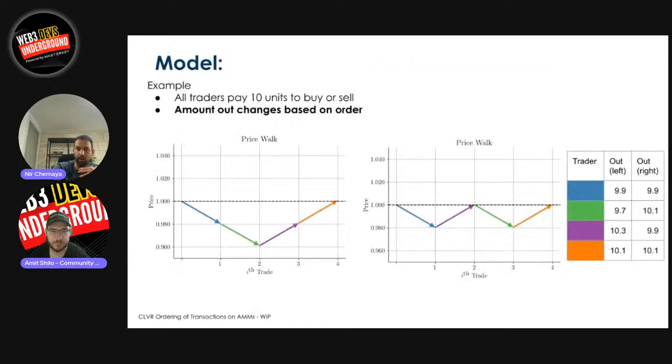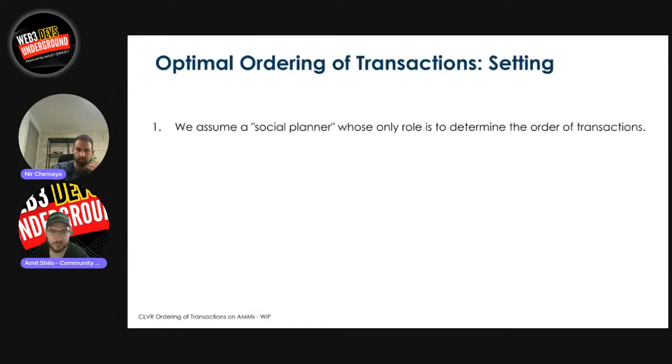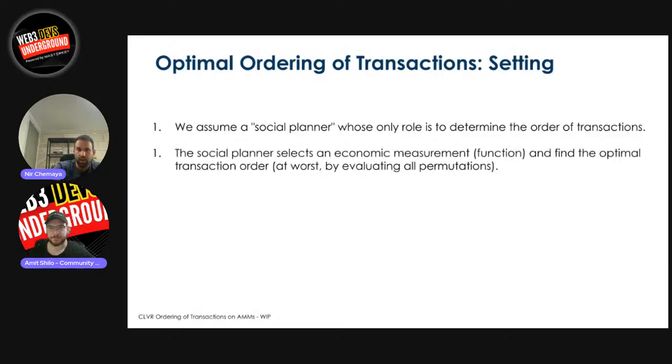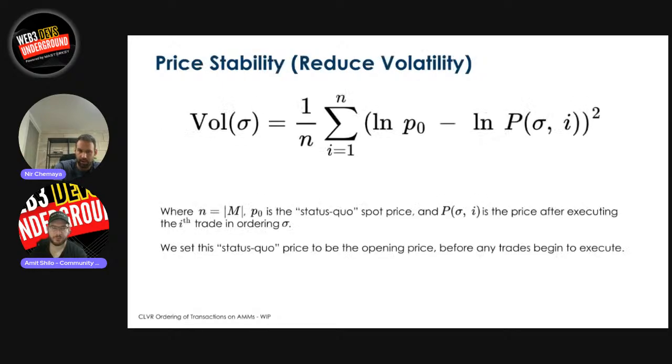In order to think about how to optimally order transactions, we will think about it as a game. Let's assume that we have a social planner. Put blockchain aside, everything aside. Think about the problem where you have a lot of transactions and you are a social planner with the power to decide the order of transactions, and you're given an objective function, an economic function, and you want to find the order that is going to minimize or maximize the objective function and give the more desirable result. The objective function, we say, is to reduce price volatility.